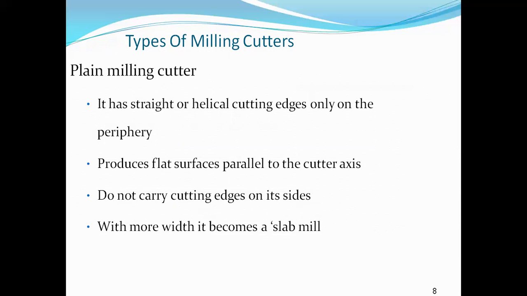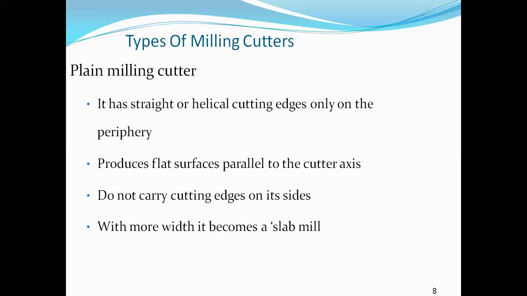That means its shape, how its cutting edges look, and also what operation it is going to be used for. The plain straight milling cutter has straight or helical cutting edges only on the periphery. So it produces flat surfaces parallel to the cutter axis, and it does not carry cutting edges on its sides.